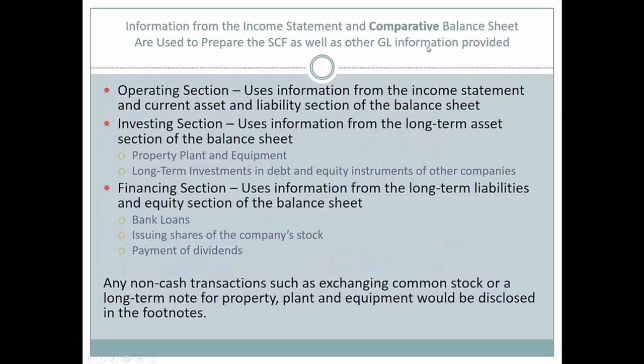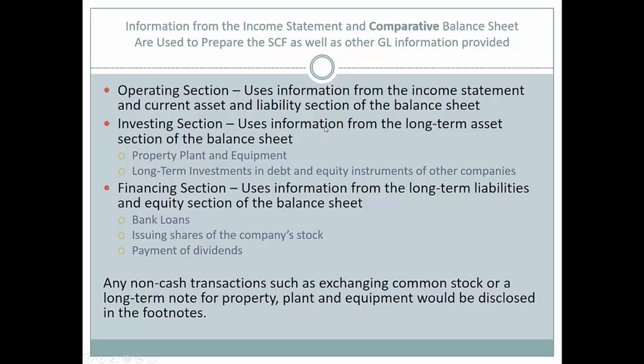Information from the income statement and a comparative balance sheet will be used to prepare the statement of cash flows as well as other general ledger information which will be provided. The operating section. It uses information from the income statement and the current asset and liability section of the balance sheet. So only the current asset and liability section of the balance sheet. That's because current assets and current liabilities are primarily related to operating a business, and current means something that's due within 1 year.